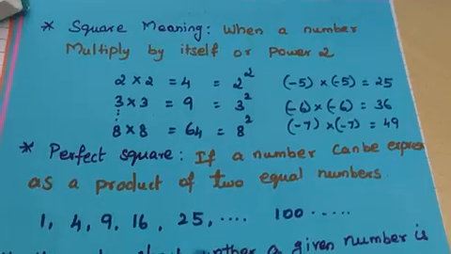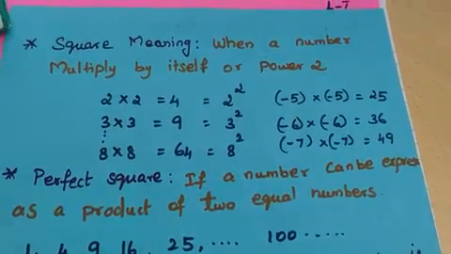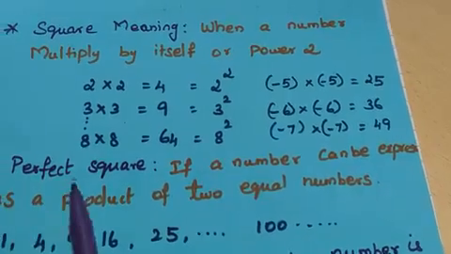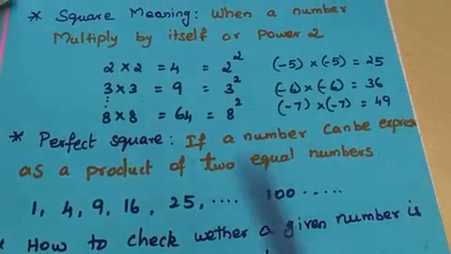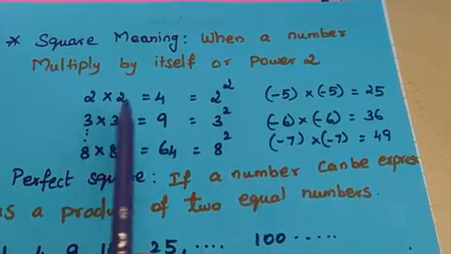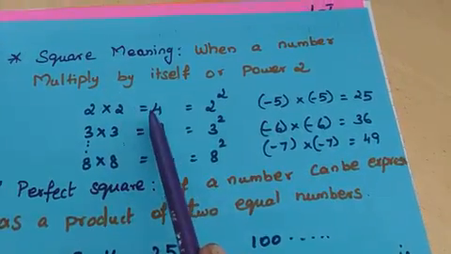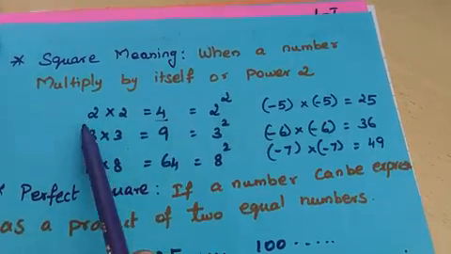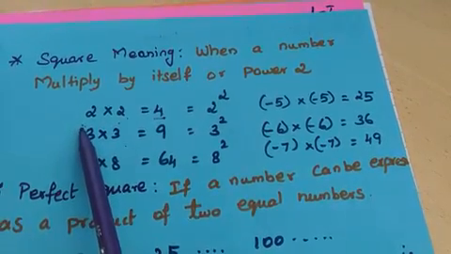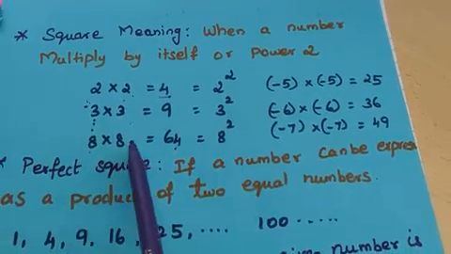So the next thing is the perfect square. What is meant by perfect square? We know the meaning of square. And what is a perfect square? If a number can be expressed as a product of two equal numbers, that is a perfect square number. Like 4. 4 can be expressed in the form of 2 multiplied by 2, two equal numbers. The same way, 64 can be expressed as 8 into 8.